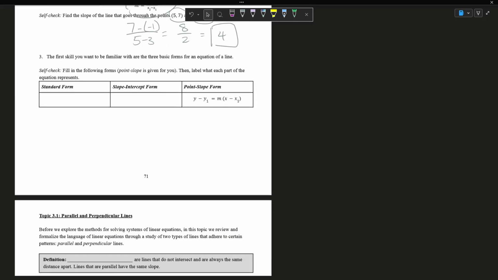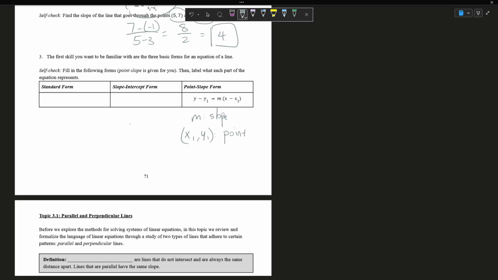And finally here, I also want you to make sure you read everything fully. Label what each part of the equation represents. First we'll go over what we have here. Point-slope form is one way of writing a line. We have y minus y1 equals m times x minus x1, where m is slope, m is always slope, and x1 and y1 are coordinates. So you have (x1, y1). This is a point, any point that's on the line.